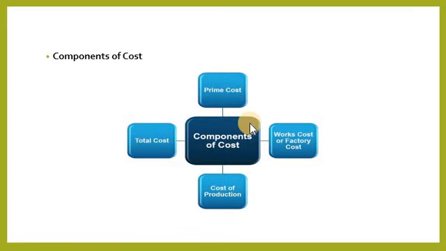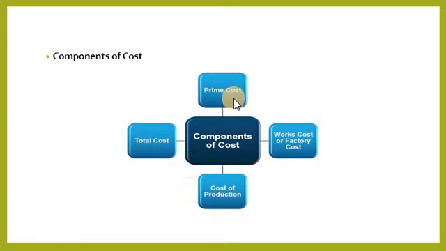Let's go. The important aspect is the components of cost. The components of cost are included in our cost sheet. That means what types of components are included in the cost sheet. That is very important. Mainly there are four components: the first one is prime cost, then work cost or factory cost, then cost of production, and total cost.